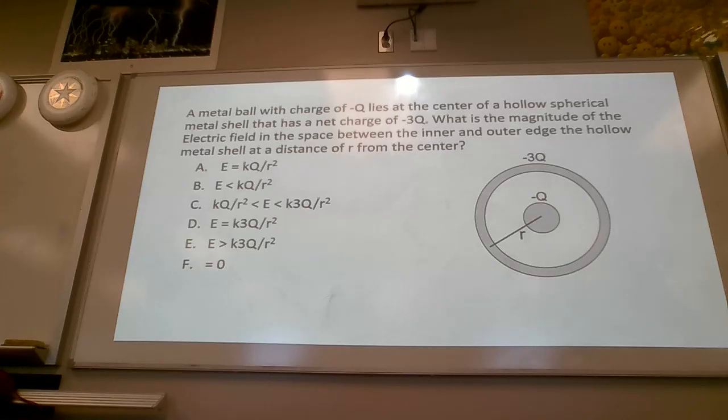Correct answer is F. Why? It's in a conductor. Just lock that in. Okay? In a conductor. That is the only rationale you need. It's in a conductor in static equilibrium. In static electricity.